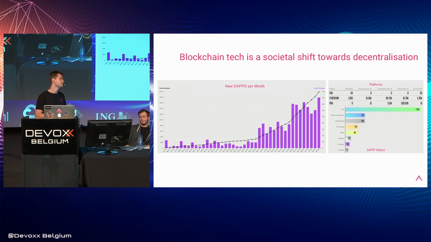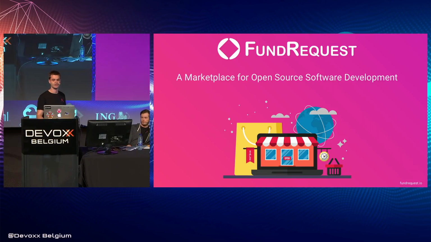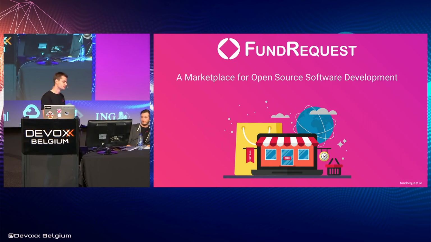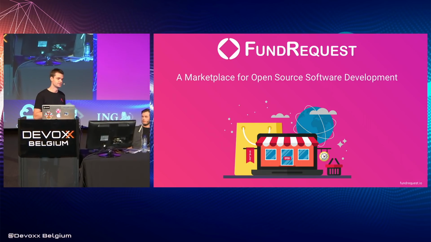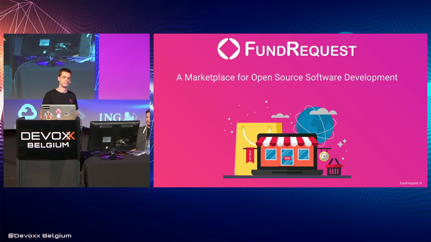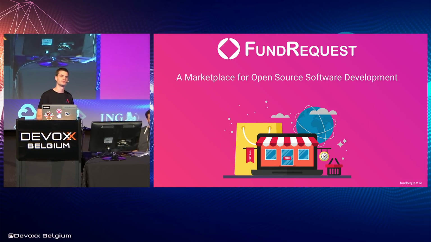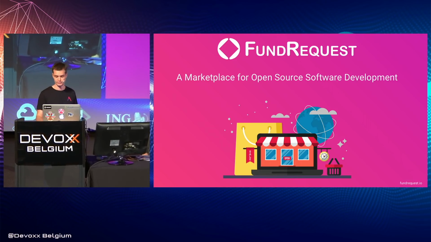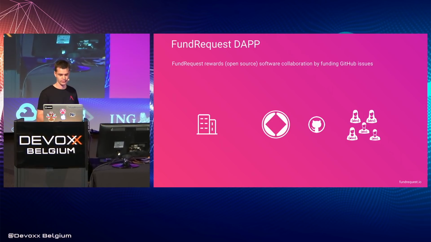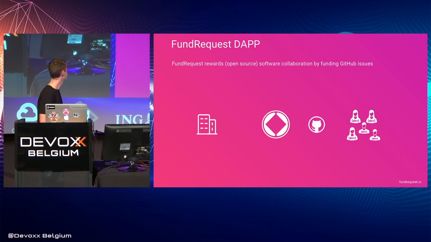And this is also what we did. We created a decentralized application called FundRequest. FundRequest is a marketplace for open source software development. It's a place where companies and enterprises can come together with developers. It allows companies, when they have an issue with open source software, to create an incentivization for other developers or the maintainer of the repository to fix the issue or to create an enhancement on their product. And how does it work on a global overview?